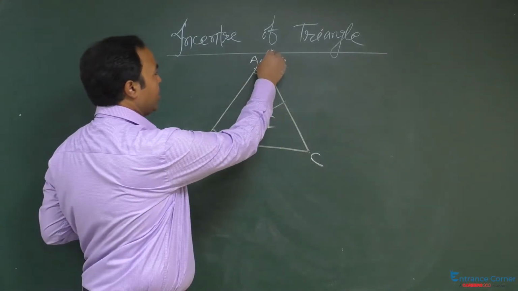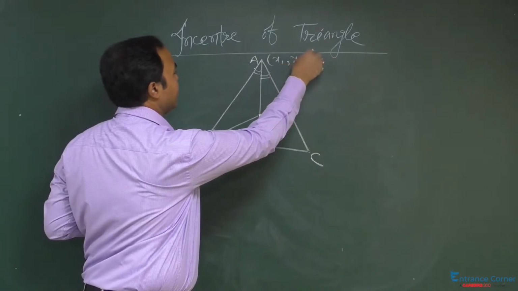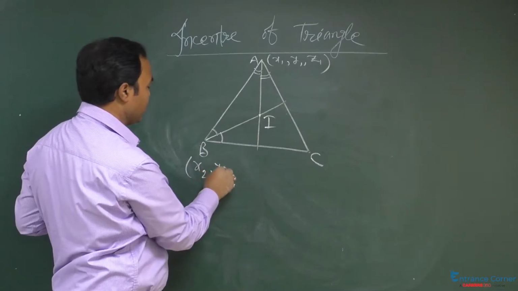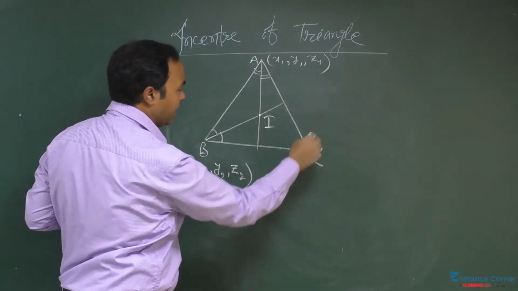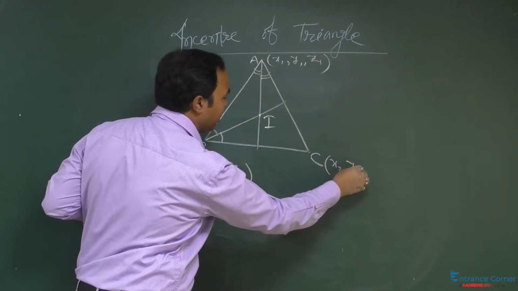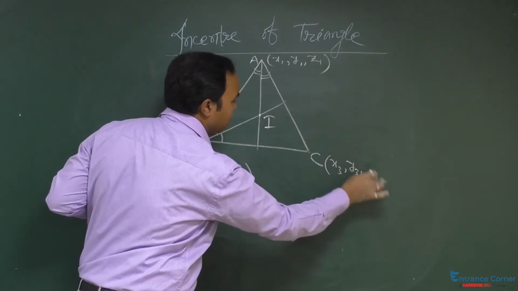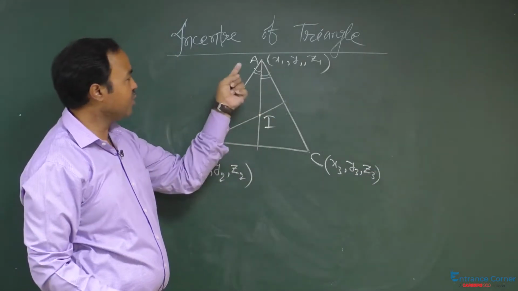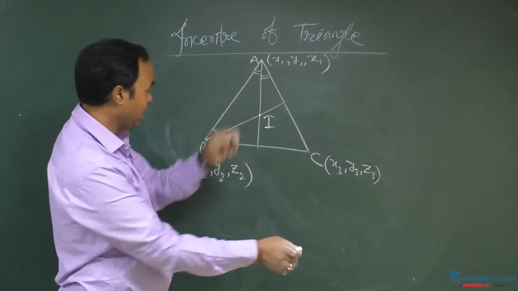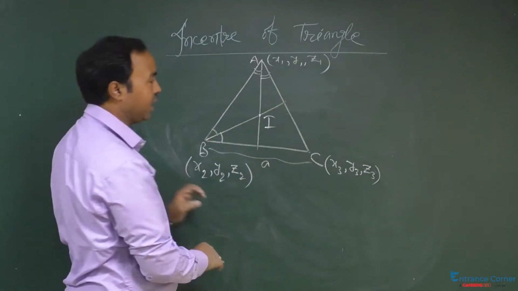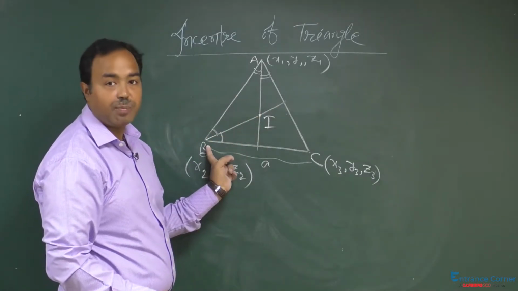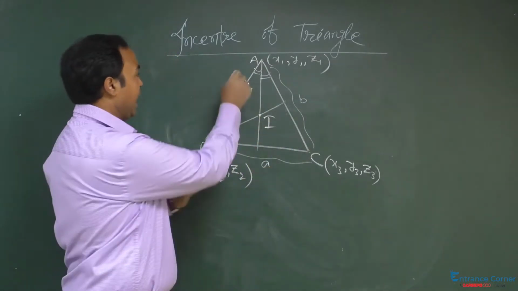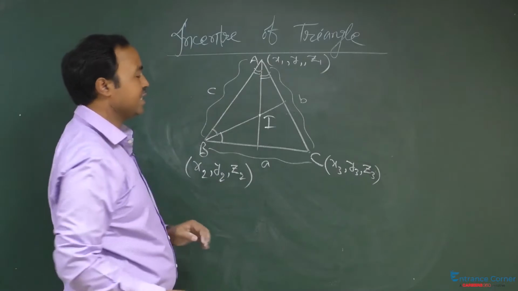If the coordinate of A is x1, y1, z1, B is x2, y2, z2 and C is x3, y3, z3, and the length of the side opposite to the point A is small a. Opposite to the point B, the length of the side, that is AC, is small b, and similarly this length is small c.